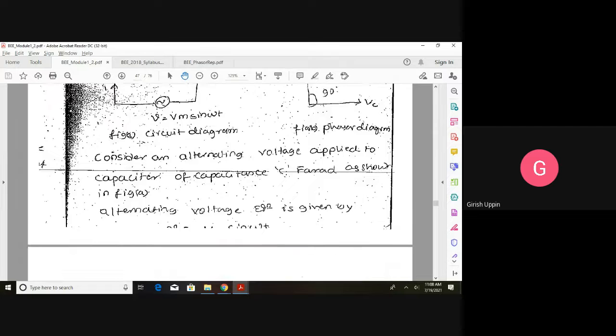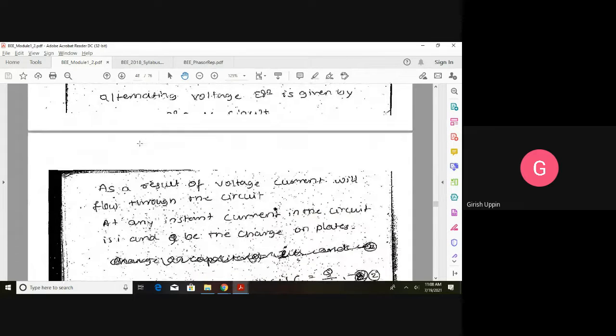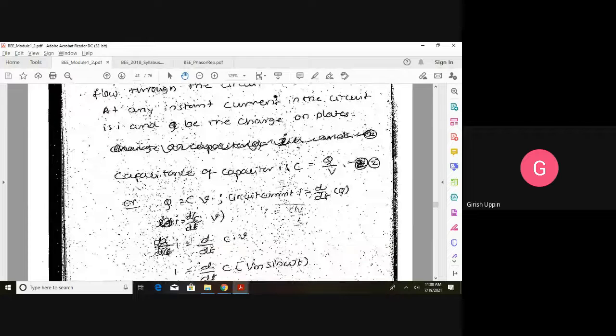Now, in the case of a capacitor, we know the charge that will be stored on the capacitor is given by q = C v. What is q? q is the total charge, C is the capacitance, and lowercase v is the instantaneous value of the voltage applied to the capacitor, which is given by v = Vm sin ωt. Therefore, we can differentiate with respect to time, dq/dt, on both the left-hand side and the right-hand side.